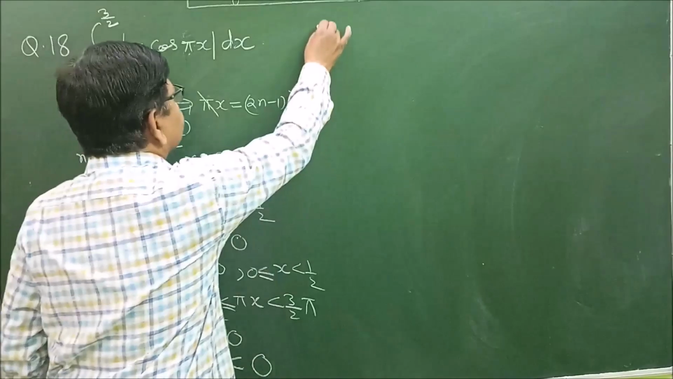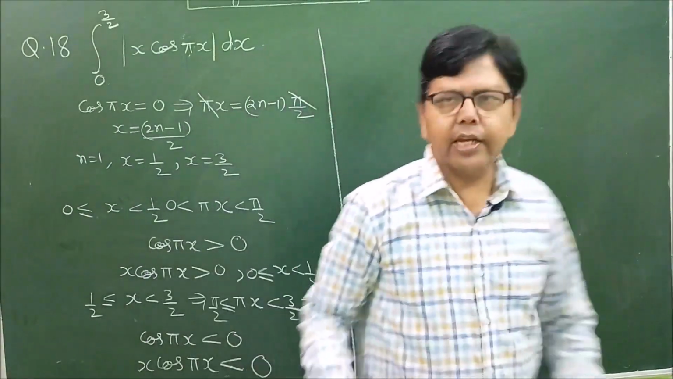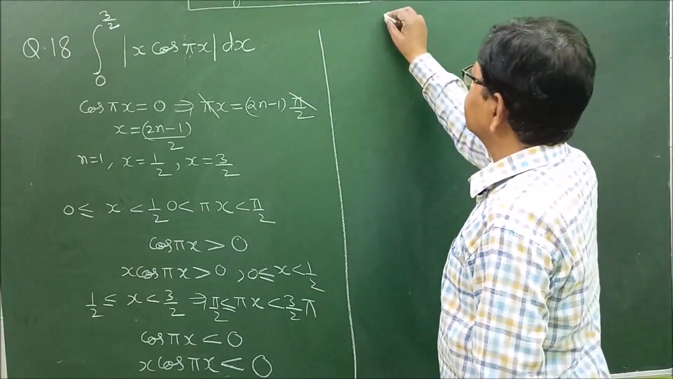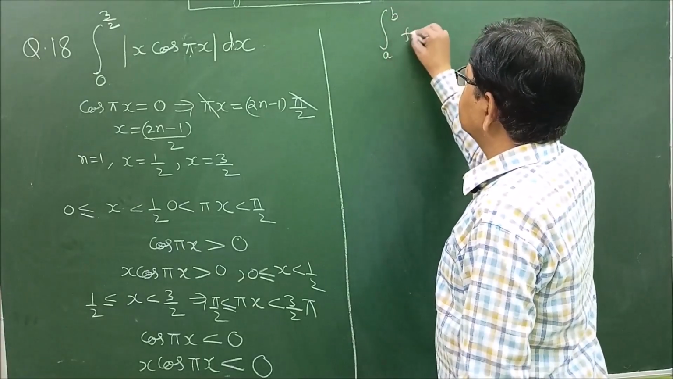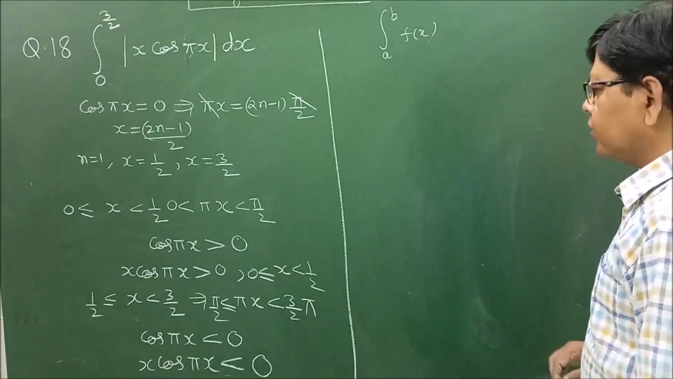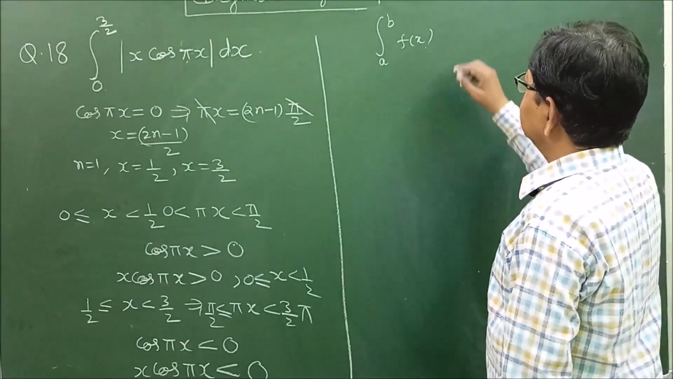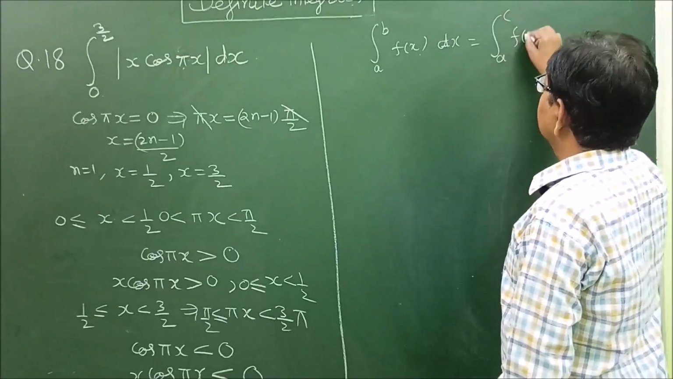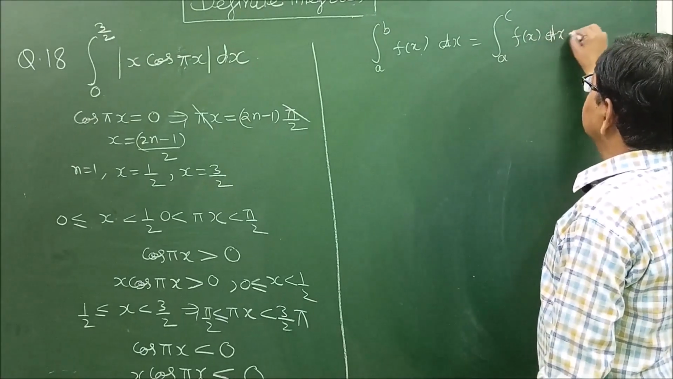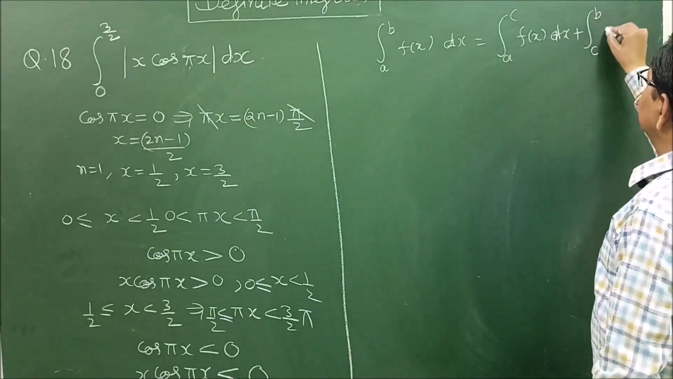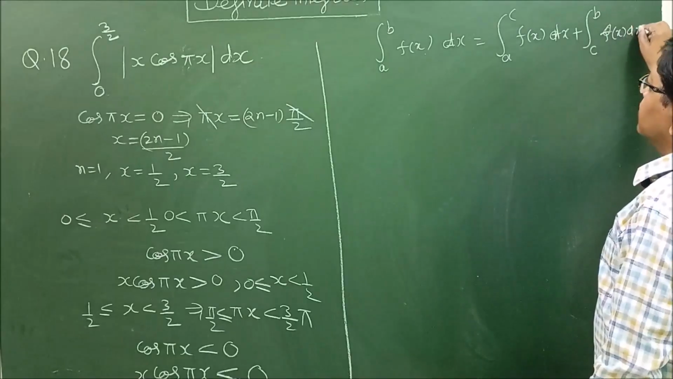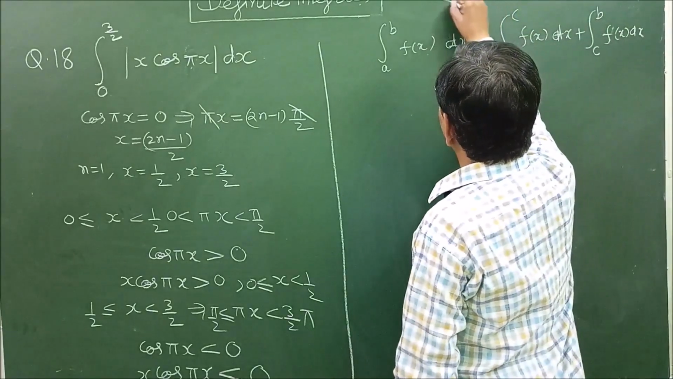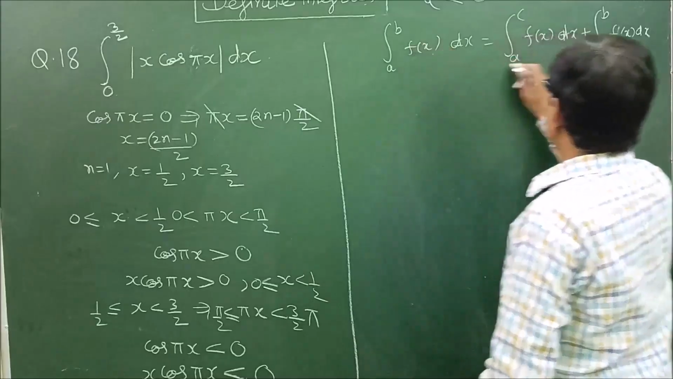Now let us apply the property: integral a to b f(x) dx, and if there are intermediate points, we can write this as integral a to c f(x) dx plus integral c to b f(x) dx, if there is a point c which lies between a and b. So this definite integral can be split like this.